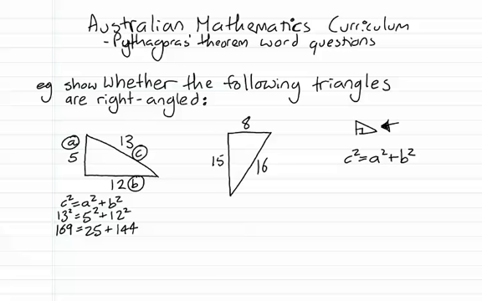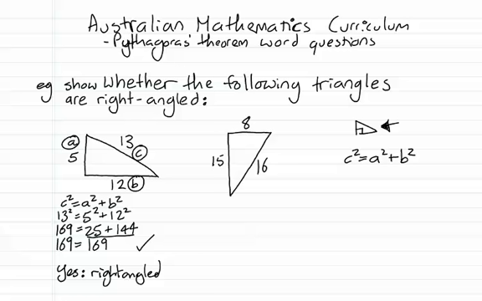Then we check, and use a calculator if you want. 25 plus 144 is also 169. Since it worked out that c squared did equal a squared plus b squared, we can say yes, this triangle is right-angled. Sometimes we'd have a word answer. Let's have a look at the other triangle.